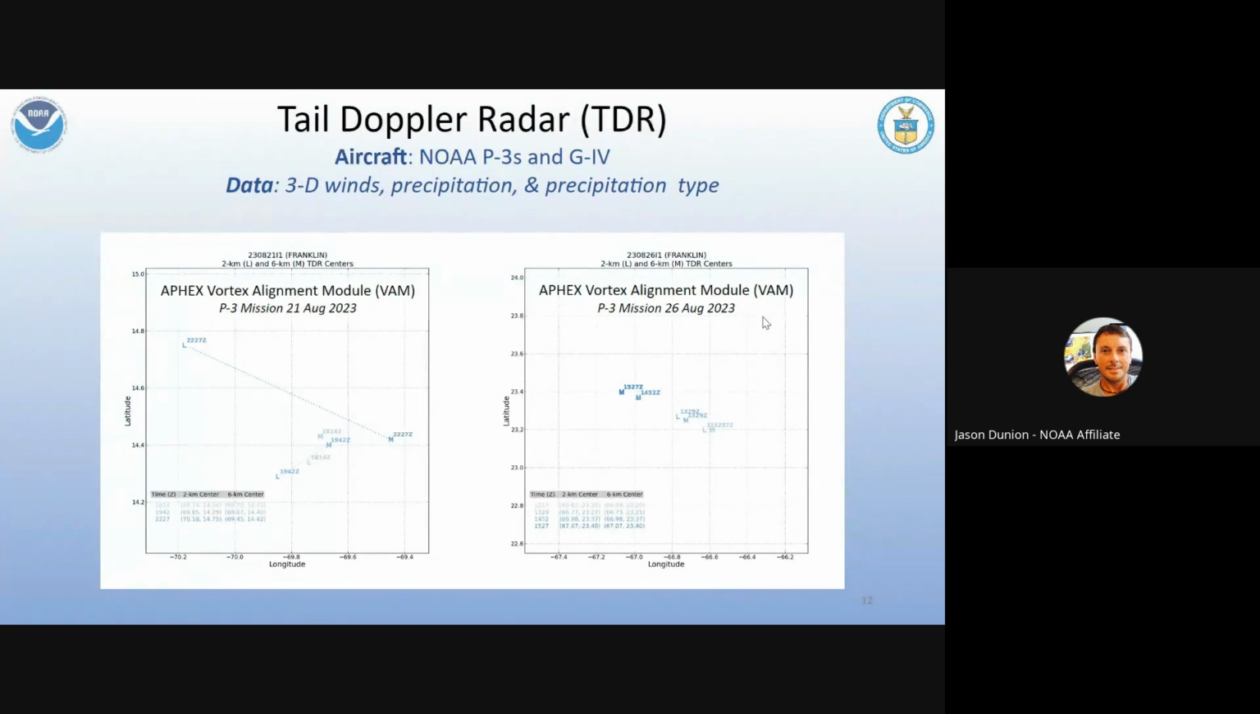Contrast that to the 26th. First pass, we had a little bit of separation with the low and mid-level circulation. Same thing with the second pass. And then by 1527 and 1452, we had perfect alignment. So that evolution is really interesting to watch over time, and VAM helps us get more of those.